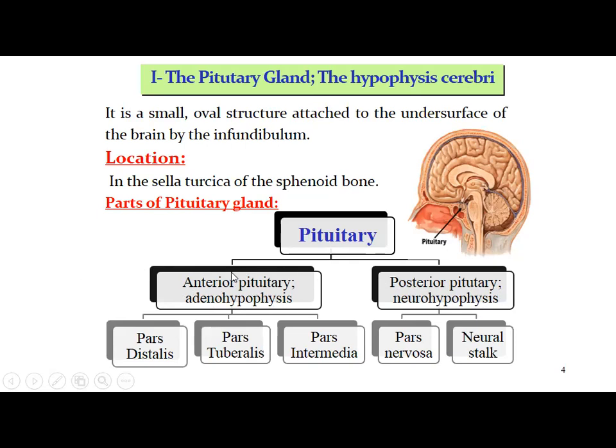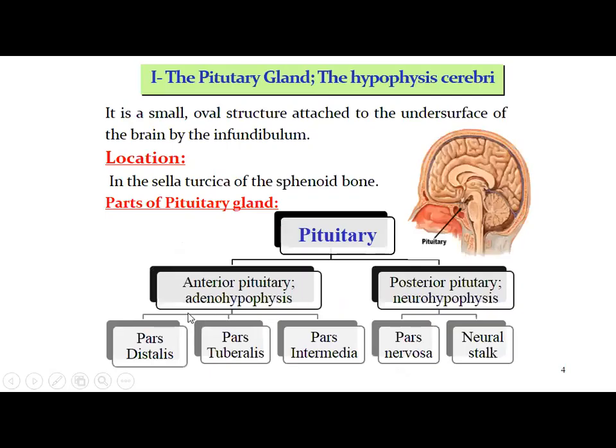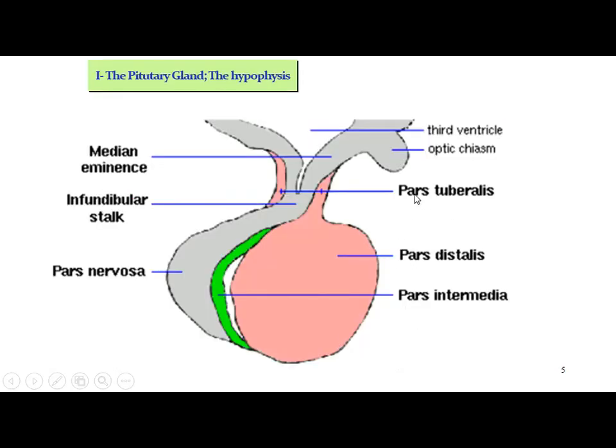neurohypophysis. Further, the anterior pituitary is classified into three parts: the pars distalis, pars tuberalis, and pars intermedia. This large, pinkish part is called the pars distalis. Then the pars intermedia, this green part between the anterior and posterior pituitary, is called the pars intermedia. Then above we have the pars tuberalis. These are the three parts of the anterior pituitary: pars distalis, pars tuberalis, and pars intermedia.